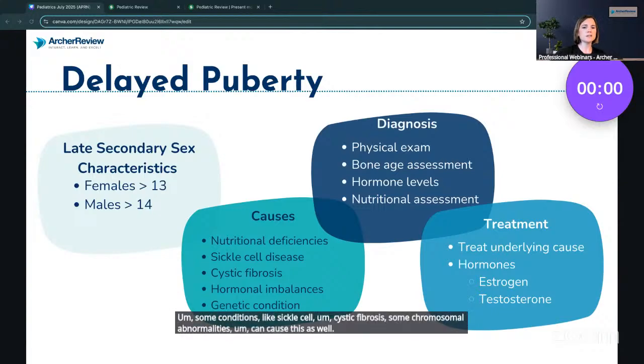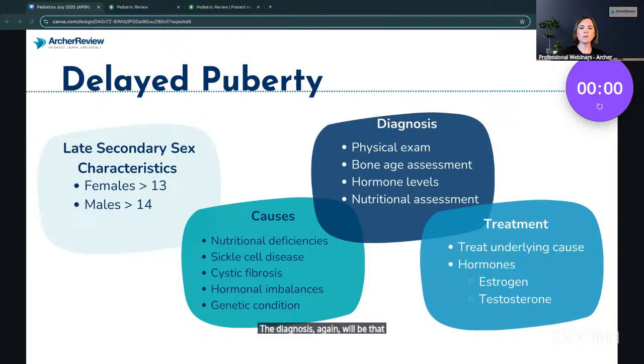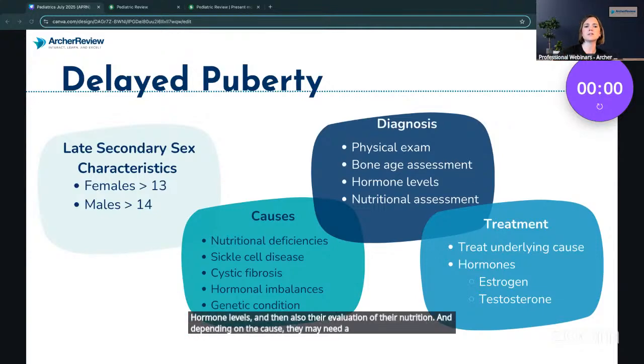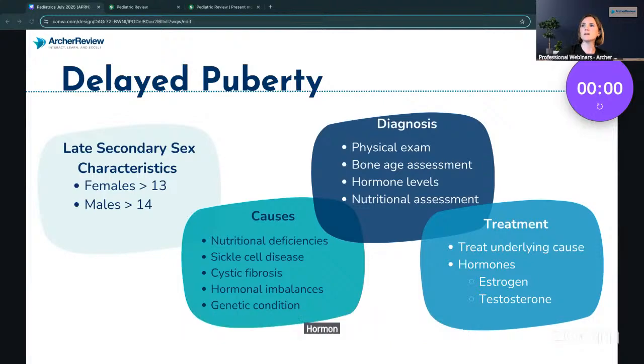The diagnosis, again, will be that physical exam, the bone age, hormone levels, and also the evaluation of their nutrition. And depending on the cause, they may need a referral to endocrinology to start hormonal therapies, but you've got to get to the cause of what's going on.